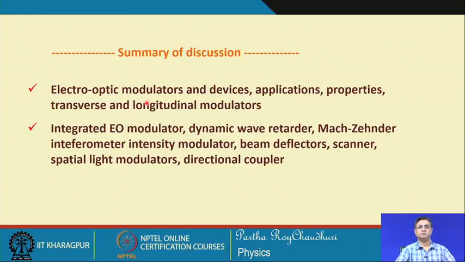So, through this discussion, we have tried to understand and described a few very useful electro-optic modulators and devices. There are the requirements to configure it as a longitudinal or a transverse modulator in terms of the geometry and the properties. Then we discussed a few devices: integrated electro-optic modulator, dynamic retarder, Mach-Zehnder intensity modulator, beam deflector scanner, and directional coupler, spatial light modulators. Thank you very much.